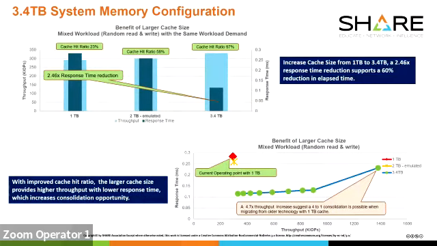Okay. Now, I mentioned that there were improvements because of the increases in system memory. So in this particular case, this would be for the 8950, where you have 3.4 terabytes of system memory. We can see that in prior models, if you were running with 1 terabyte and now you're comparing it against 3.4 terabytes, you've got almost a 2.5x reduction in response time, and that means that you're getting a 60% reduction in elapsed time. We also note that because of that improved cache hit ratio, these larger cache sizes will provide higher throughput with that lower response time, and that will increase the consolidation opportunity for many of our customers.